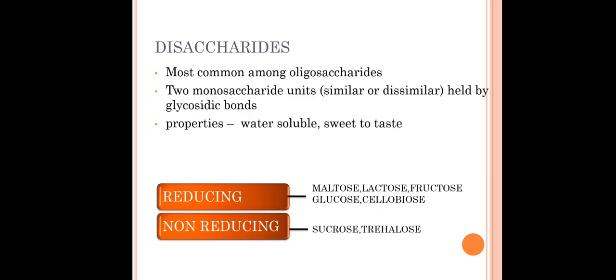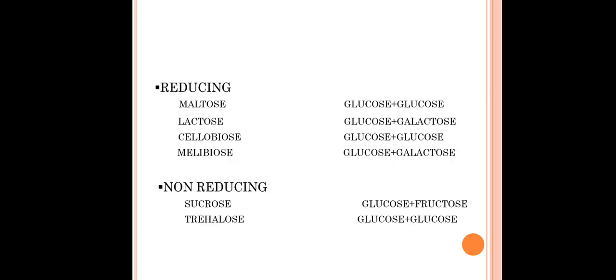Disaccharides. Disaccharides are formed by the union of two monosaccharides held together by glycosidic bonds. Their properties are sweet taste and water solubility. Some sugar molecules are classified into two types: reducing sugar and non-reducing sugar. Reducing sugars donate electrons to other molecules, reducing them, for example glucose, fructose, lactose and maltose. Non-reducing sugars can't donate electrons to other molecules, having no free aldehyde or ketone groups, for example sucrose and trehalose.